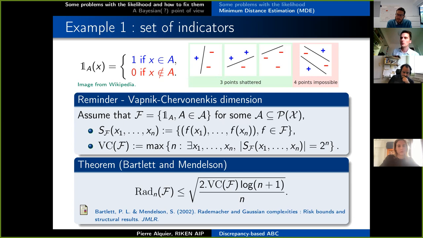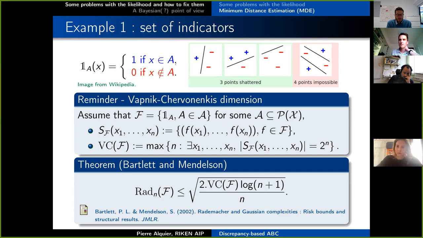But you can also have a set of points such that for each possible n, you can shatter all the points in any way. And then it means that in this case, you no longer have a proof that the Rademacher complexity will go to zero. Okay. There are more recent results, I don't know why I chose the oldest result here, where you can get rid of the log. But anyway, essentially, if the Vapnik dimension is finite, then the Rademacher complexity will go to zero, which is the important message here.